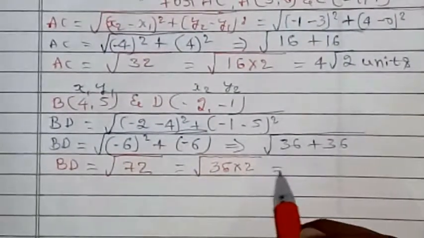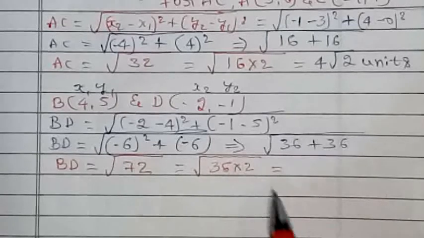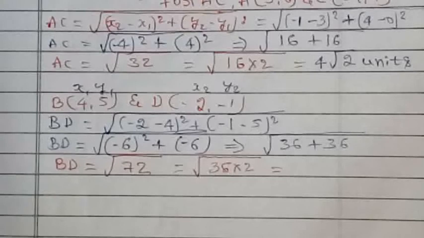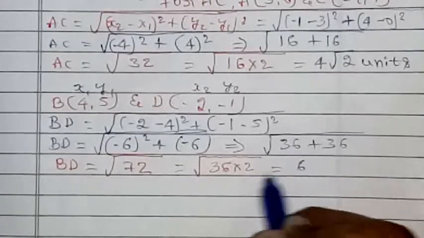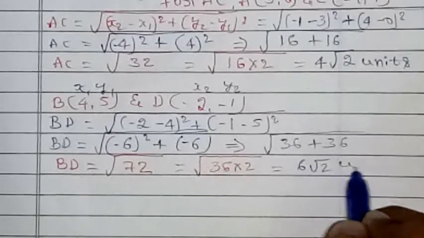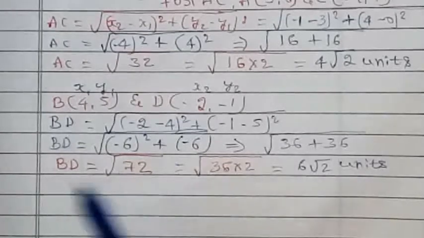Now, take out the square root of 36. So what is the square root of 36? The square root of 36 is 6. So therefore, root 36 is nothing but 6. The remaining is root 2 units. So this is the distance BD, right?